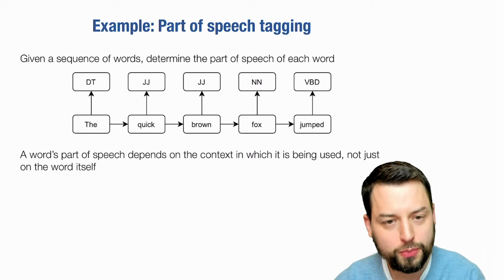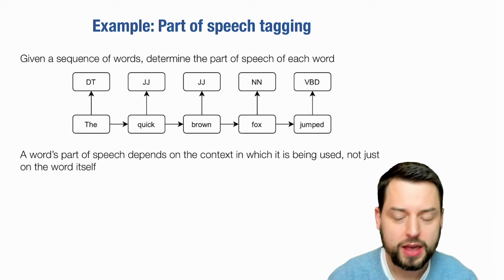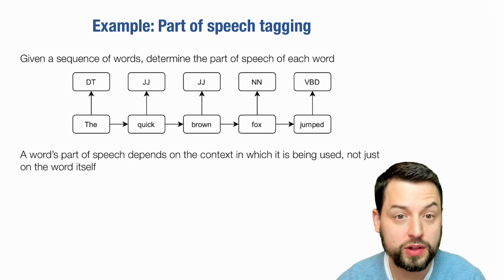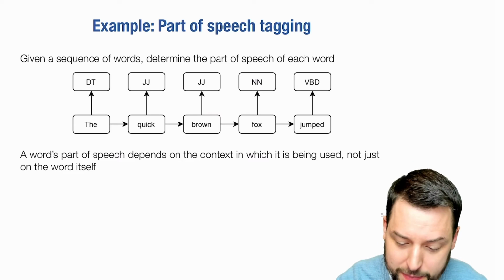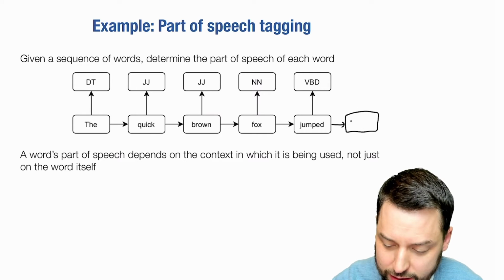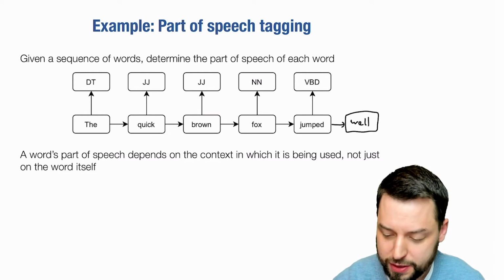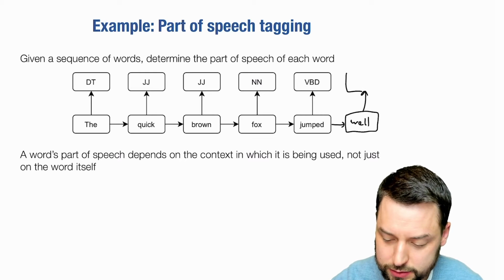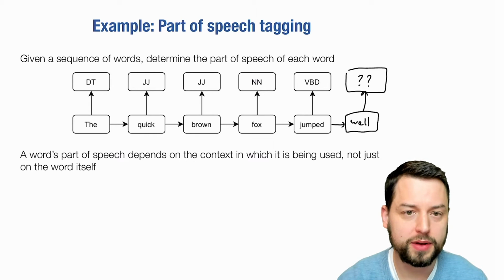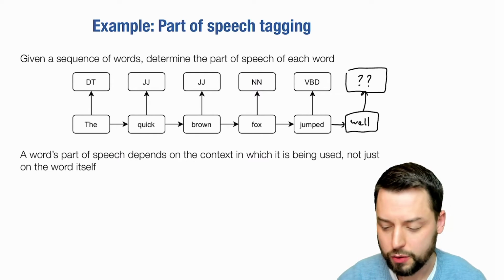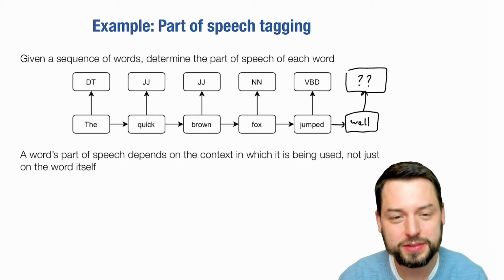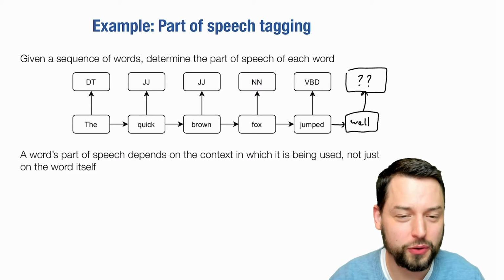And the crucial point that I want to make about this task is that it shows the importance of sequence modeling, and the fact that this is a sequence. Because if we had another element here, like it jumped well, the part of speech of well cannot be predicted just from that word alone, right? Well can be either an adverb describing how the fox jumped, or it can be a noun, describing like a well in the ground and things like this, right?